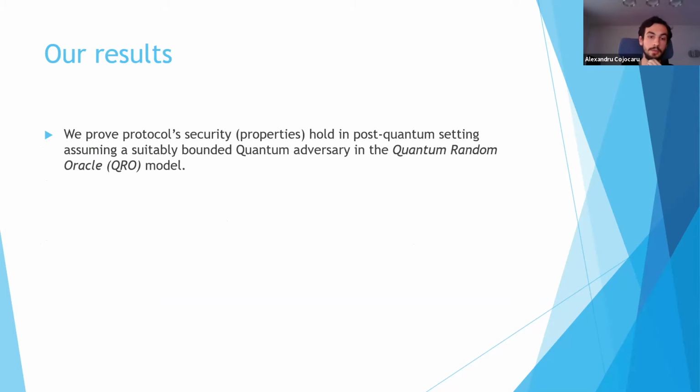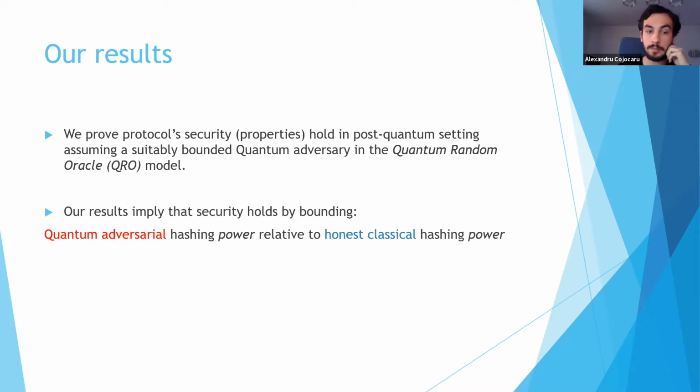So our main results can be summarized as follows. We essentially show that the protocol security, namely that the two properties hold in the post-quantum setting, under the assumption that the quantum adversary is bounded in a suitable way in the quantum random oracle. So what do we mean by a suitably bounded quantum adversary? We essentially mean that as long as we can bound the quantum adversarial hashing power relative to the honest classical hashing power, then the security of the protocol holds.